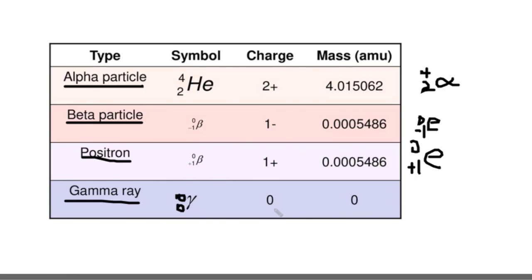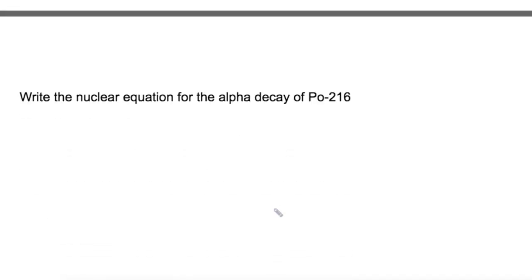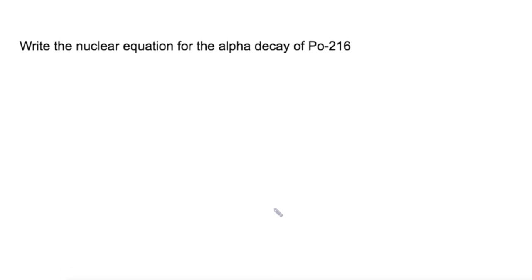Now that we've gone over the different particle types, we can begin solving problems. Our first problem says, write the nuclear equation for the alpha decay of polonium-216. There are different types of equations that we can go over, and one thing we have to be wary of is when it says decay or capture, which are very common phrases that can be used.